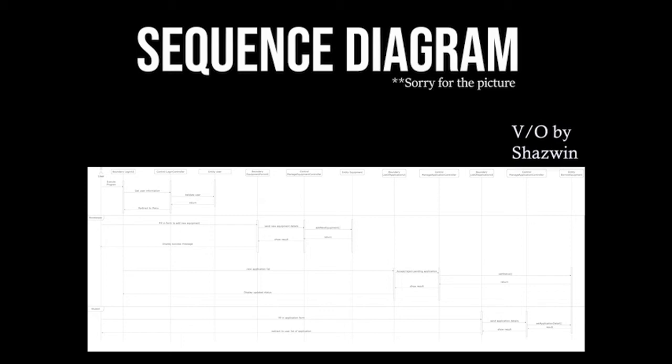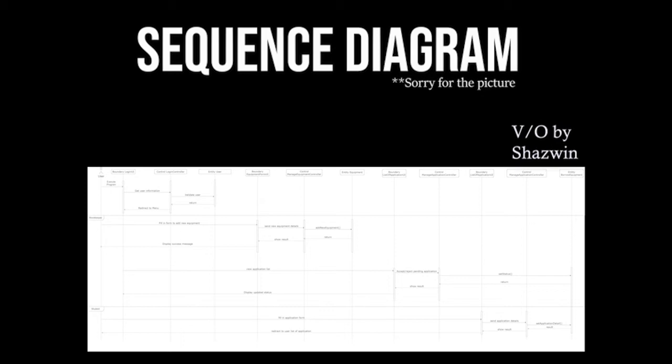Then the controller will show the result, either the process is successful or failed, to the equipment form UI boundary. Then the user can also go to the list of application UI boundary to view the application list. In this boundary, the user can either accept or reject the application to update the status. When the user clicks the accept or reject button, the result will be sent into the manage application controller, and the controller will call the set status function from the borrow equipment entity. Then it will display the updated status in the list of application UI boundary.